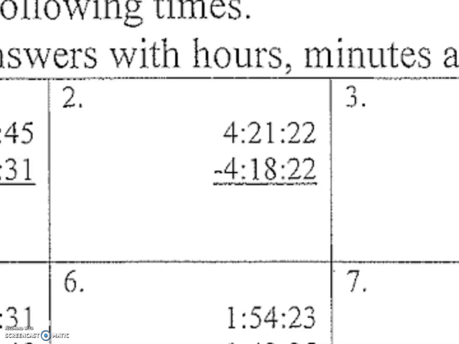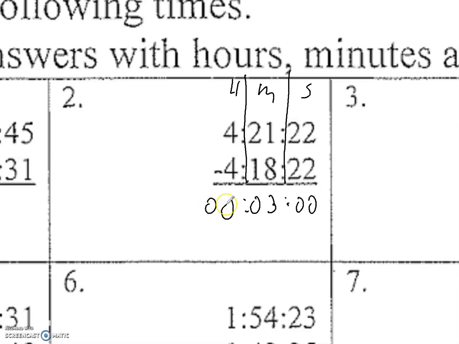Okay, here we have problem number 2. Again, we're going to separate our lines between hours, minutes, and seconds. That's something you could do less of as you become more comfortable with the math. All right, starting with seconds. 22 minus 22 is easy. We have 0, 0. In my minutes, I have 21 minus 18. I can do that. 18 is smaller than 21. 19, 20, 21. That's 3. Use your fingers if you have to. This is easy math. It's subtraction. 4 minus 4 is 0, 0.